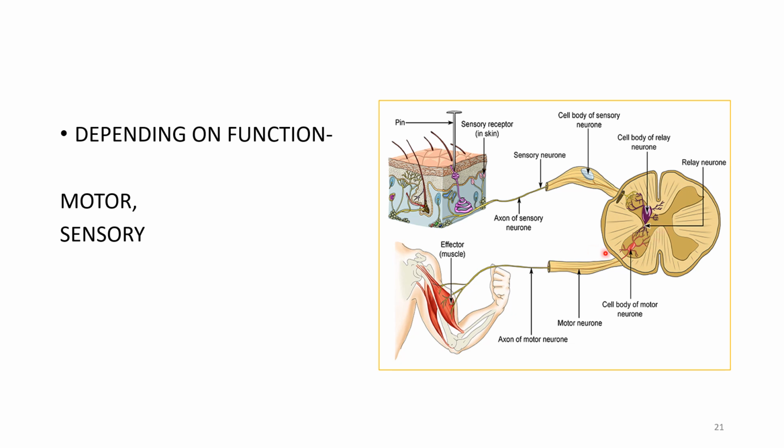Here the motor activity is coming from the upper side, from the central nervous system to the spinal cord, then from the spinal cord to the effector muscle. Then sensory neurons are afferent nerve cells. They will carry sensory information from the periphery to the central nervous system via the spinal cord. These neurons have short axons and long dendrites.